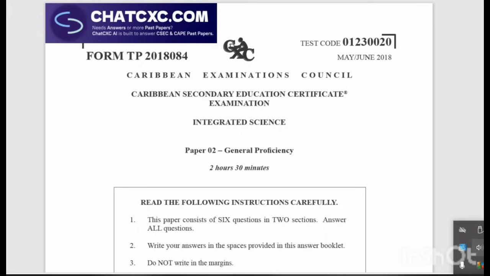Today we'll be looking at the 2018 paper 2 for integrated science. Hopefully by now everybody is prepared for their exam, so let's get right into this paper.